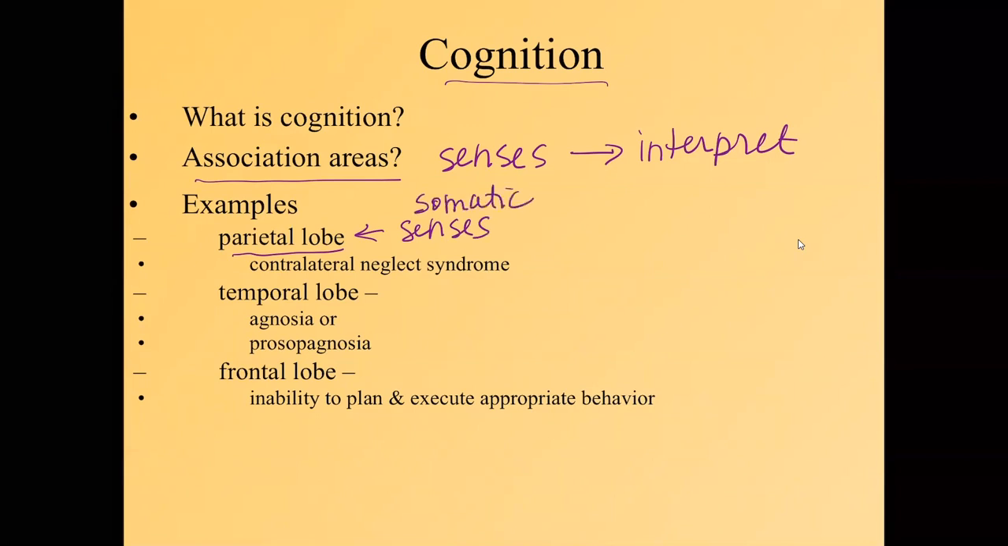So touch. If the parietal lobe or the association area is damaged, that is called contralateral neglect syndrome. This is when people forget that they have the other half of their body. So they're shaving and washing one side of the body, but the other side, they don't know that it's there.